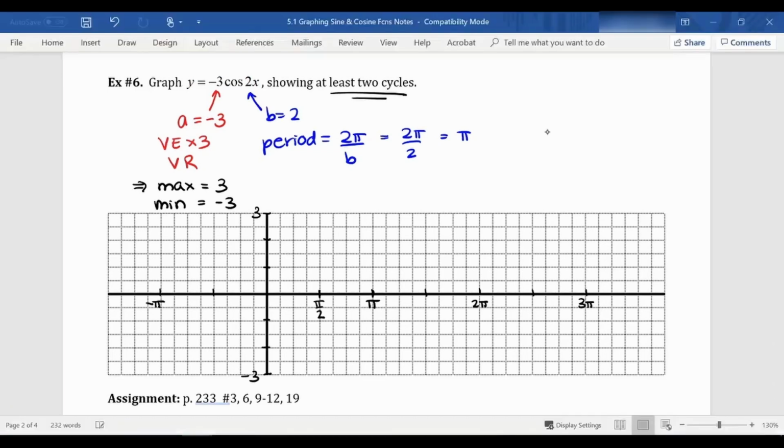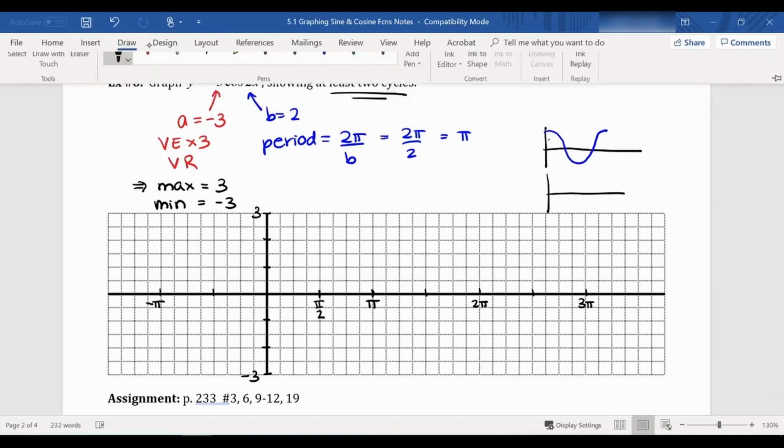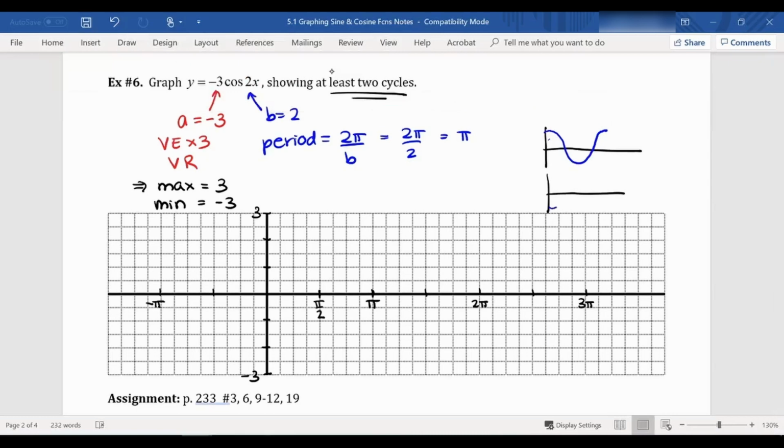And we know that usually cosine starts at a maximum, goes down to a minimum and back up. The difference here is we do have a vertical reflection. So what that means is if we have a vertical reflection, we're going to actually start at a minimum, go up to a maximum, and back down. So this is cosine x, this is negative cosine x. Okay, your vertical reflection, you're flipping this vertically, okay?